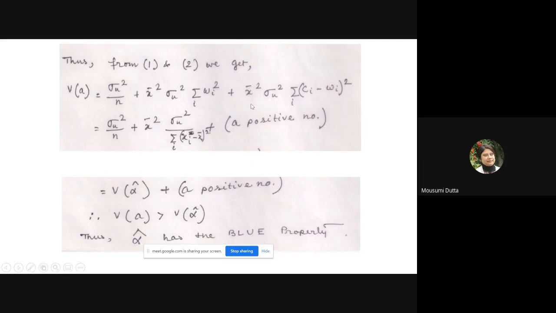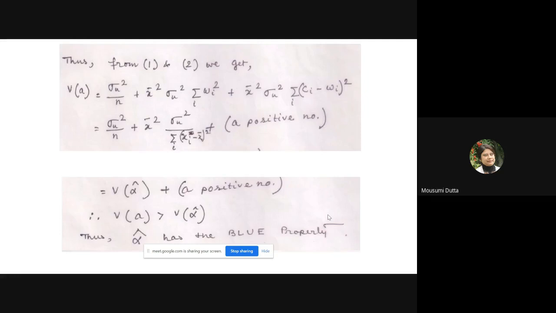So look once again, this is x bar square, which is positive, sigma square positive, and it is summation ci minus wi whole square. So it is a positive number. The last term is a positive number. So variance of A is equal to variance of alpha hat plus a positive number. So variance of A is greater than variance of alpha hat, and thus alpha hat is the best linear unbiased estimator and satisfying the Gauss Markov theorem. So this is all about the properties of alpha hat.